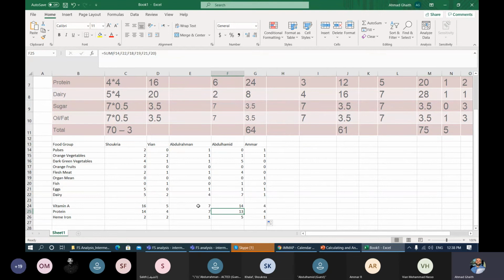Can you repeat the question? Oh yeah, Leah. Why would we keep this number that's higher than 7, which basically says he consumed this food every day of the week?